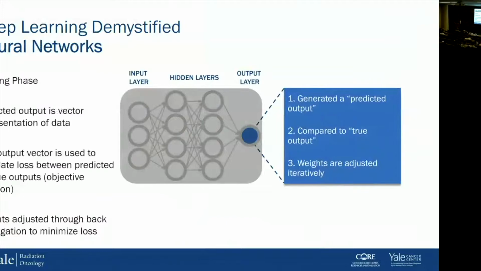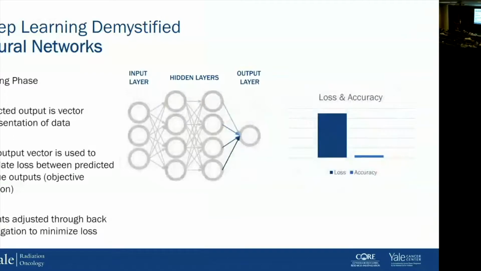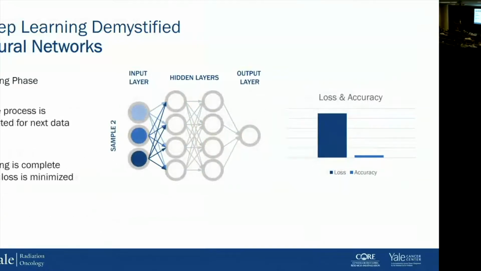Then we adjust our parameters backwards. We go back and minimize that loss. So we go back and adjust our weights. Initially our loss is very high and our accuracy is very low. When we start training, our model is basically using random parameters, random coefficients, if you will. But then as we go to our second sample, we continue this process. And over time, we see that our loss function decreases and our accuracy increases.